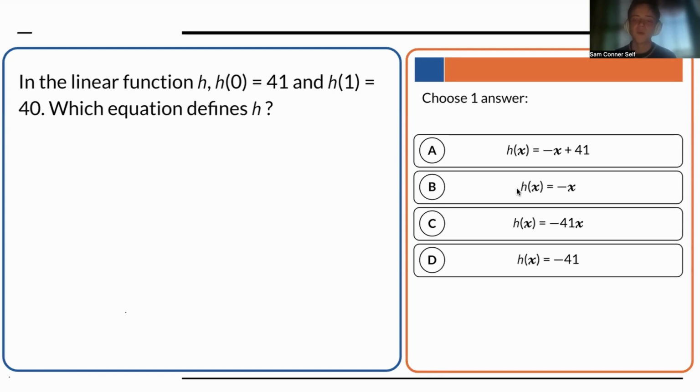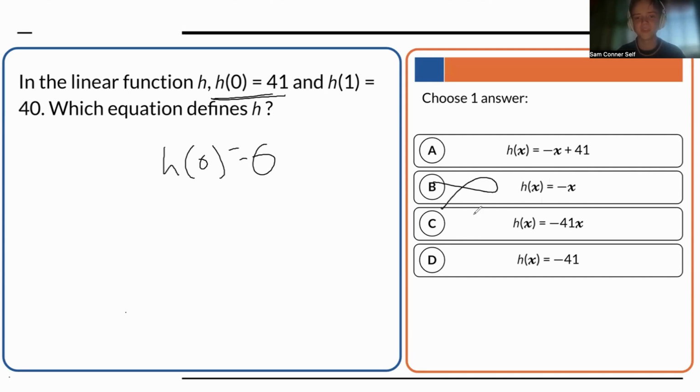So the way to do this is to really plug 0 and 1 into the functions that they give you here and see if you get the same answers. So for B specifically, if we plug in 0 for B, that gets us negative 0, which is 0. So that would mean that h of 0 is equal to 0, which we know is not true based on the information they give us in the question, so it can't be B.